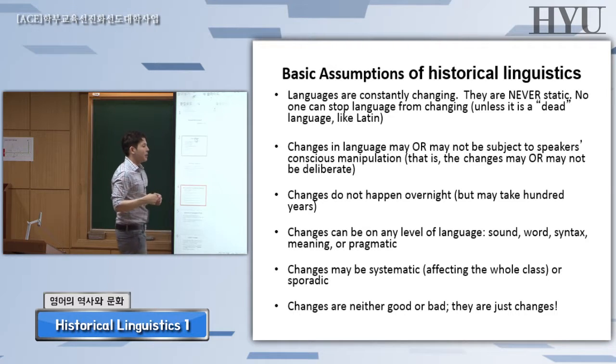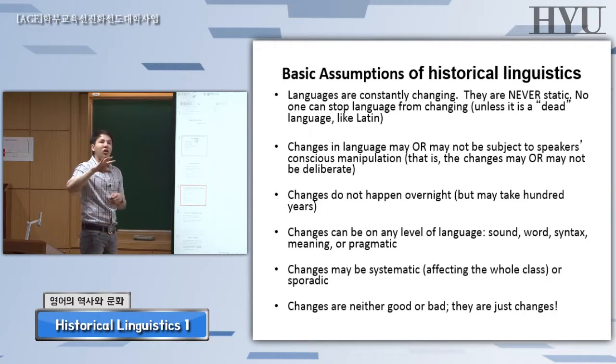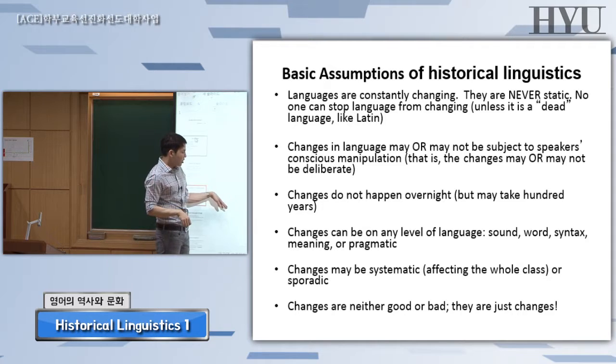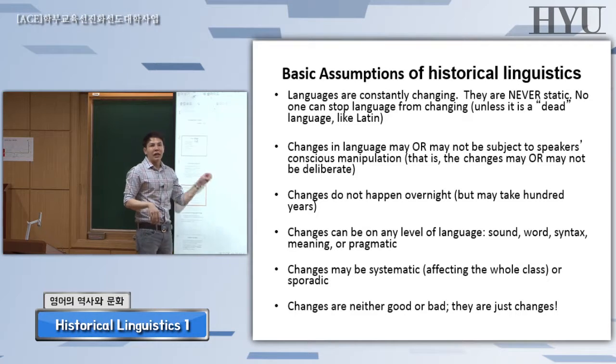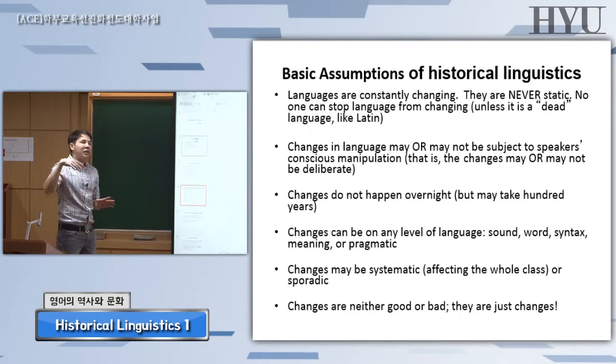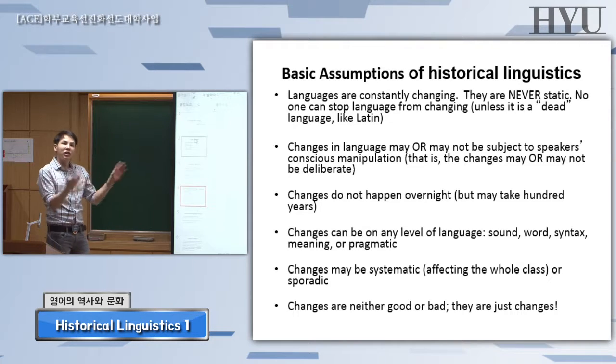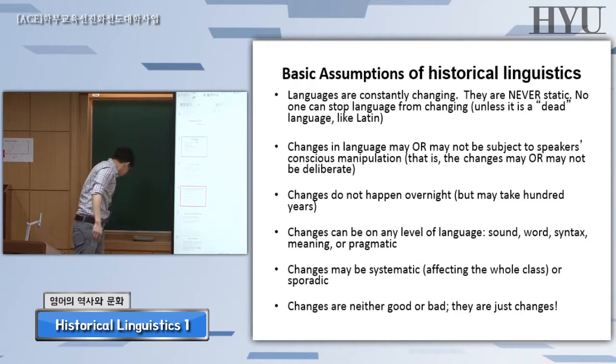And then changes may be systematic, meaning affecting the whole class. You will see in the case of vowel change that we'll be studying in this class, or sporadic, meaning that some words you have the change, but some words that look like it do not have that change. Changes may be sporadic or systematic. Okay.